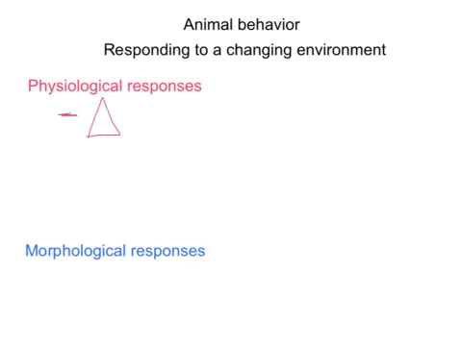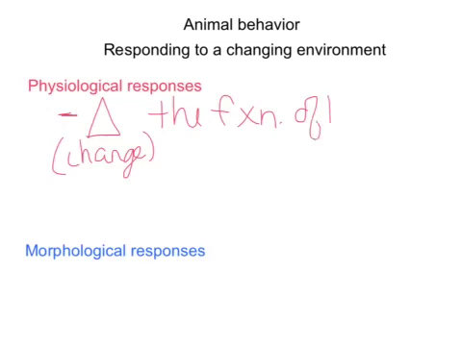So a physiological change, anytime you see this triangle, you all need to think change now. So a physiological change is going to change the function of the body. So how the body is working. So for example, you see this a lot with temperature regulation, or acclimation.